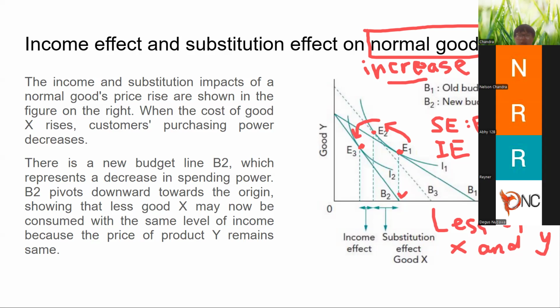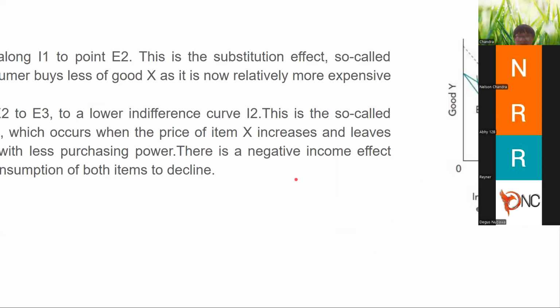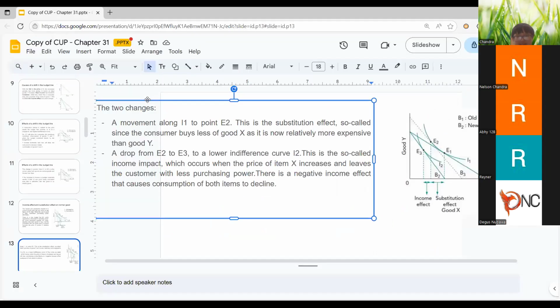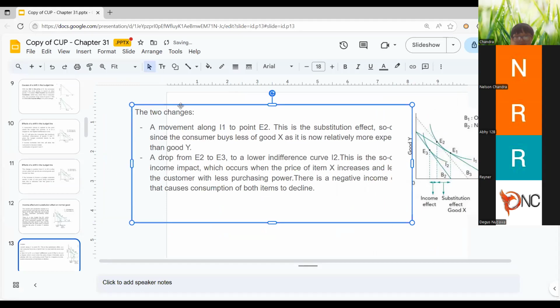So for a normal good, both the substitution effect and the income effect move in the same direction. You will see the difference once I discuss inferior goods. Then you will be able to see. Okay.